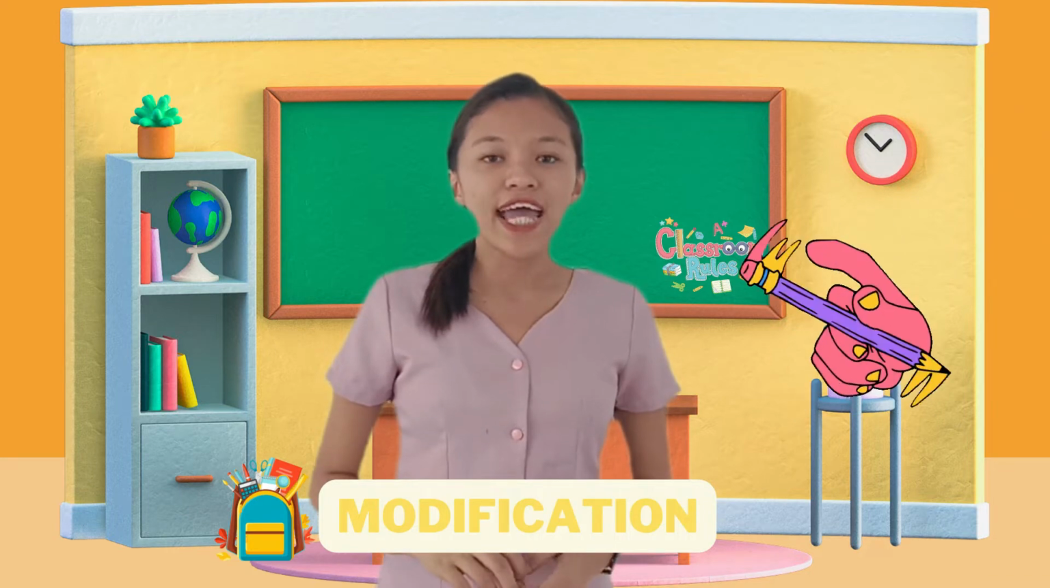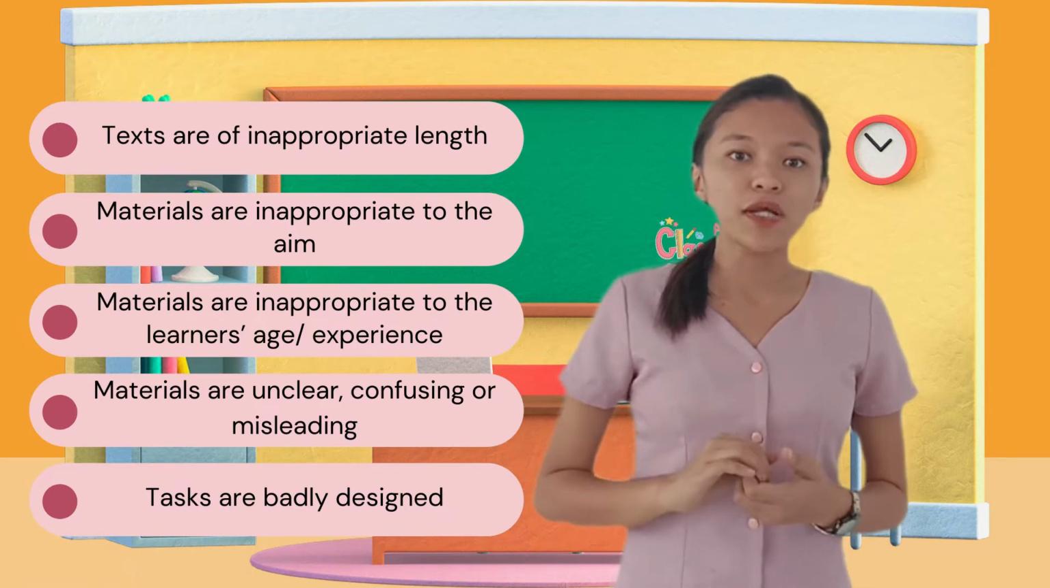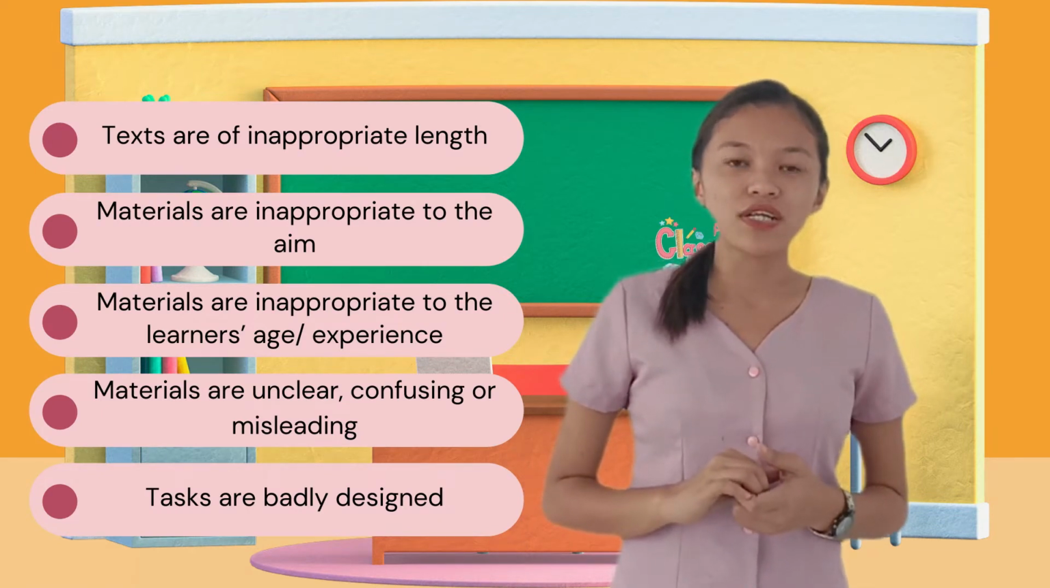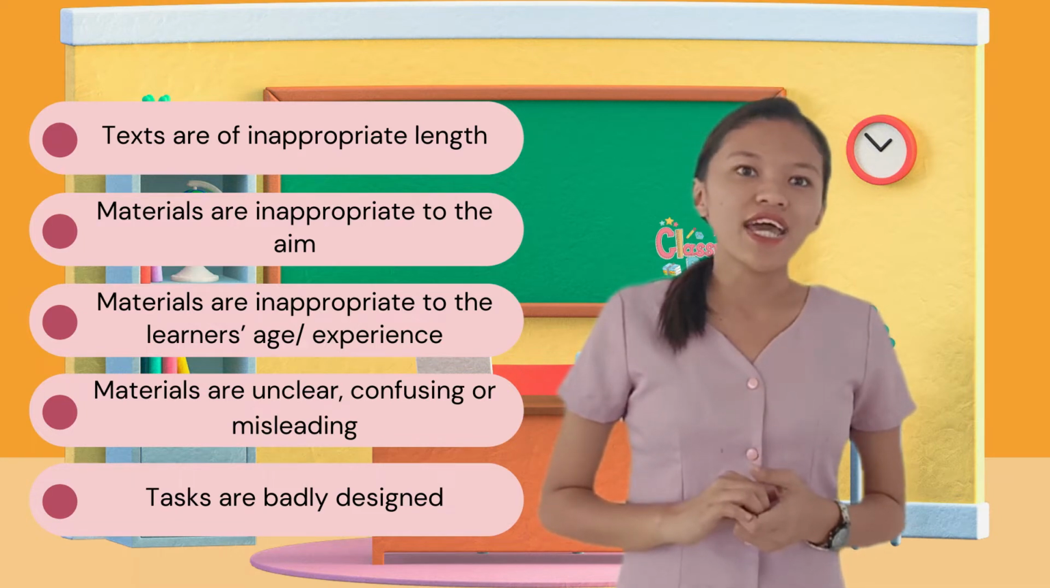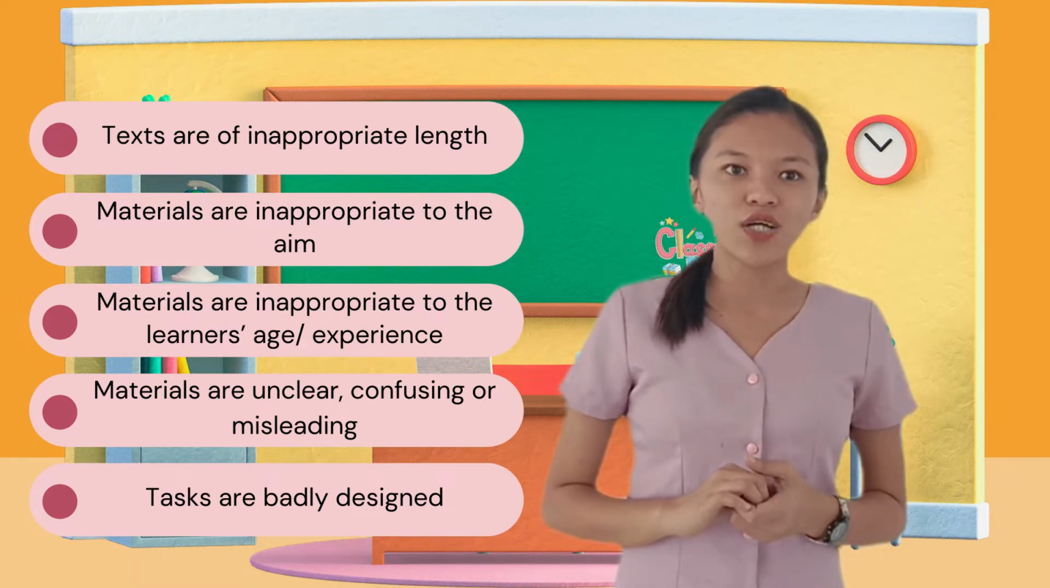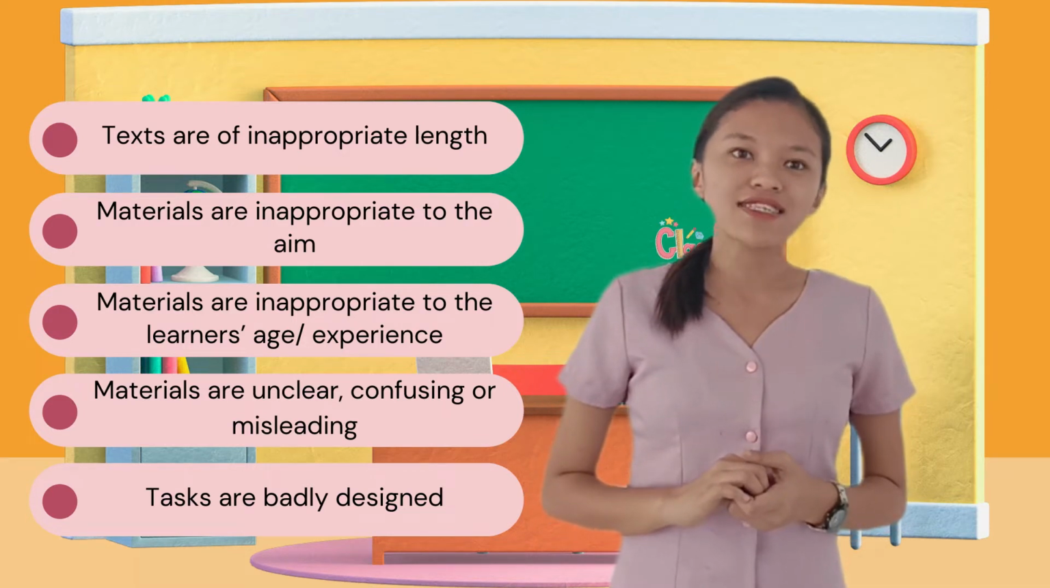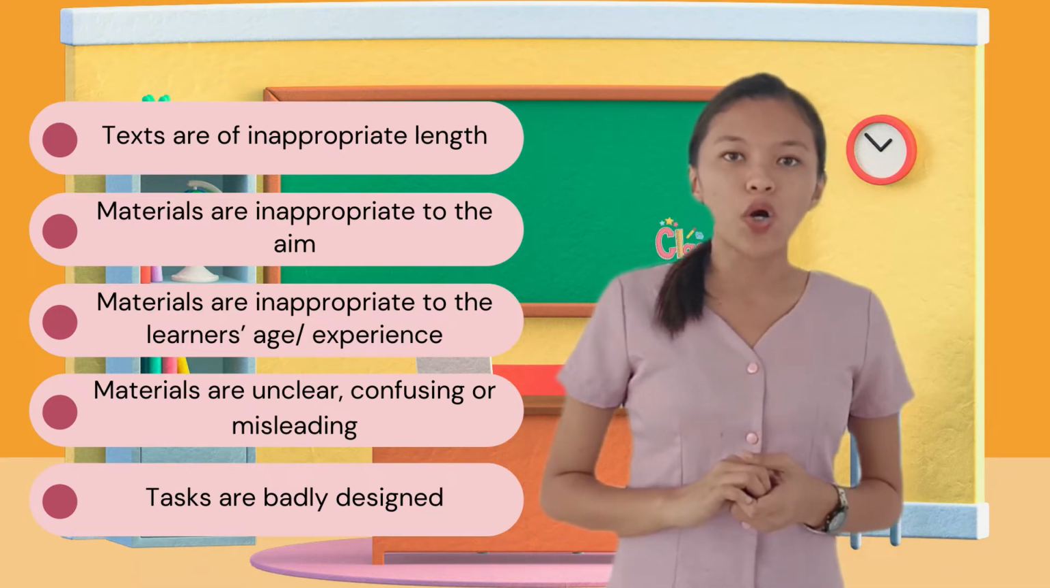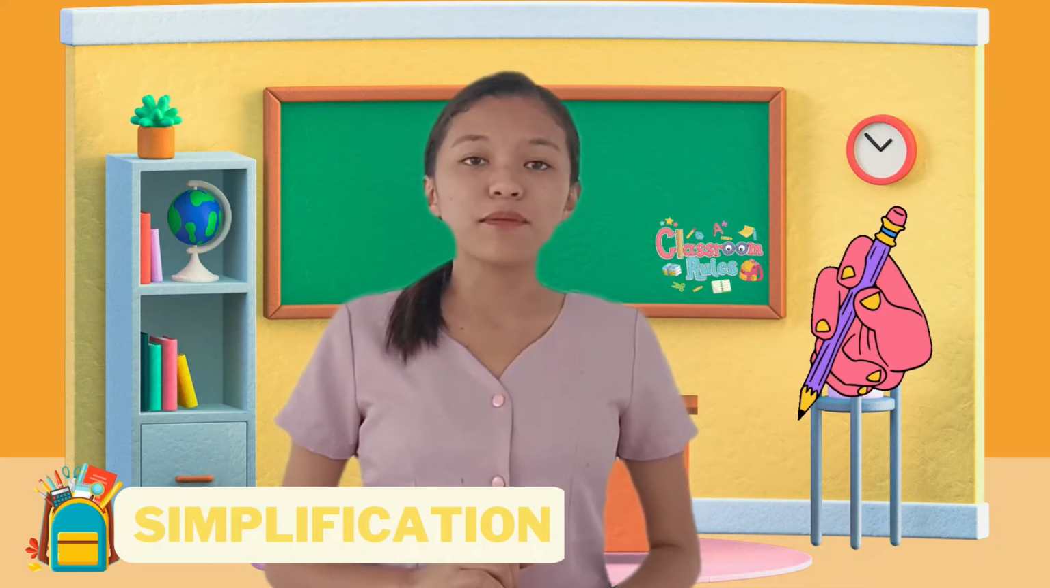The third factor is modification or changing. Modification means changes in different aspects of materials such as linguistic level, exercises, assessment system, and so on. Modification of materials is applicable or appropriate in the following situations. First, texts are of inappropriate length. Next, materials are inappropriate to the aim. Next, materials are inappropriate to the learner's age or experience. Next, materials are unclear, confusing, or misleading. And the last, tasks are badly designed.